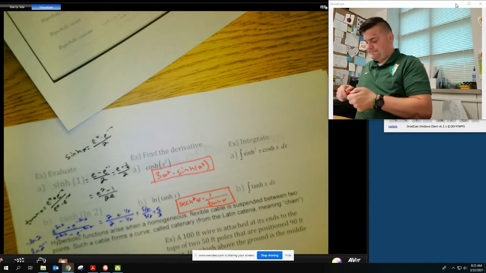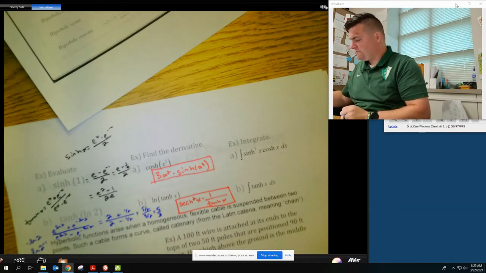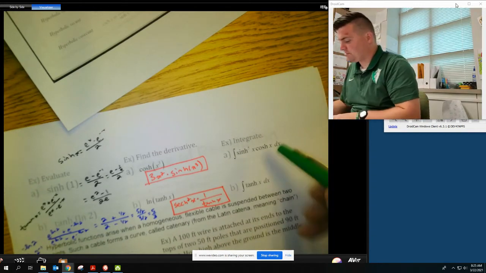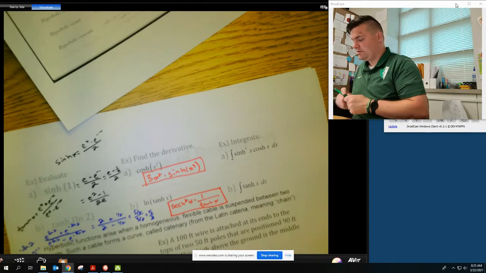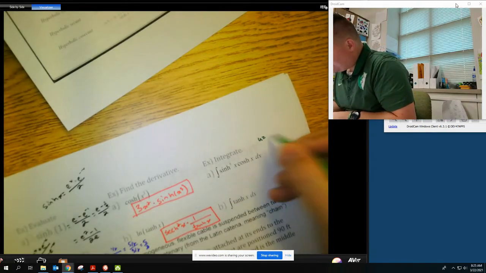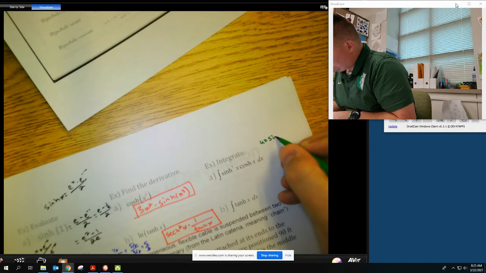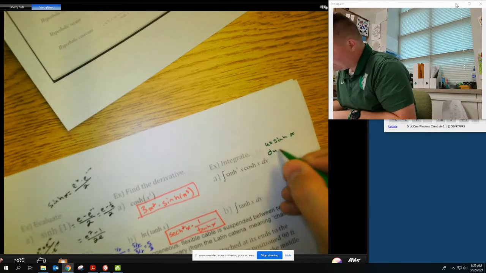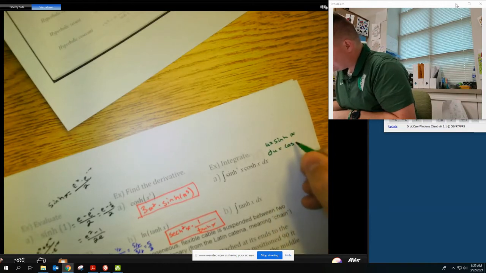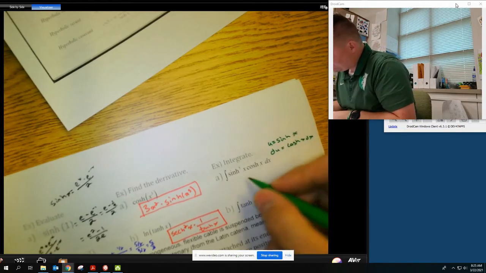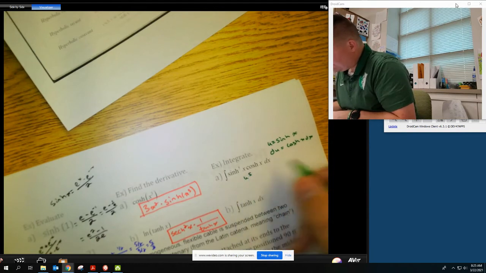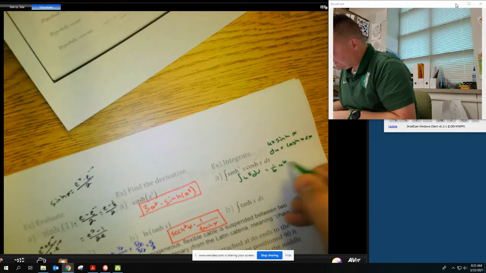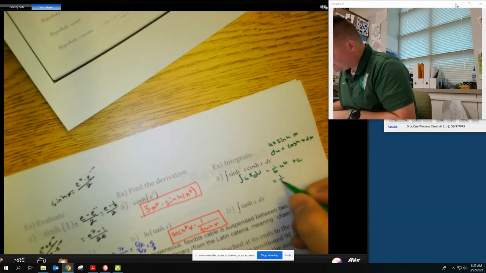For integrating, now there's no formula that just magically appears here for sinh to the fifth times cosh, but we can use u-substitution. If we let u equal sinh x, then du is equal to cosh x dx, and I'm left with u to the fifth du, which is 1/6 u to the 6 plus c, and my u value was sinh.